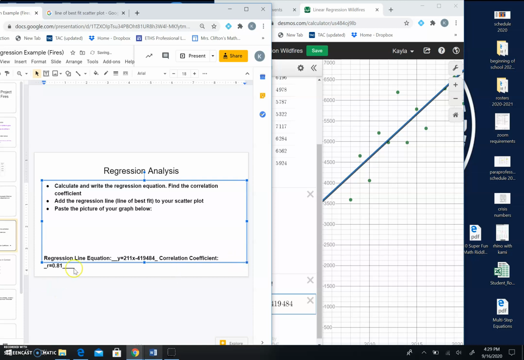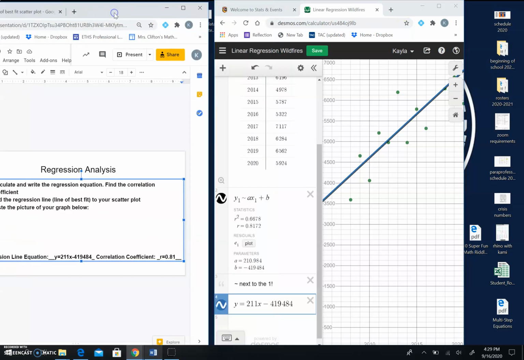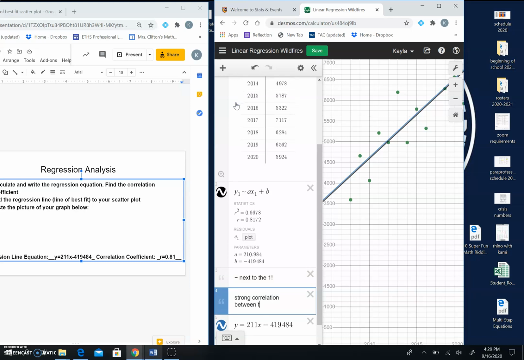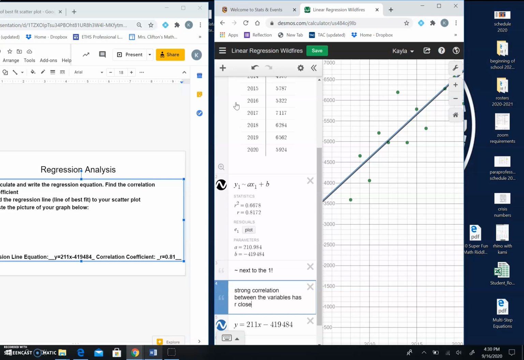And R is the correlation coefficient. That tells you how strong the relationship is between the variables. So if you have a correlation coefficient that is close to 1, that means it's a really strong relationship. So I'll maybe add a little note. Let's say a note: strong correlation between the variables, right? And a correlation means that as one goes up, the other goes up. So that would be supporting my hypothesis. A strong correlation between the variables has the correlation coefficient R close to 1 or negative 1.